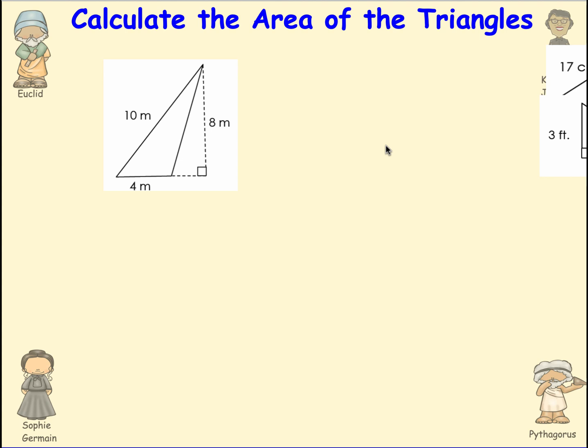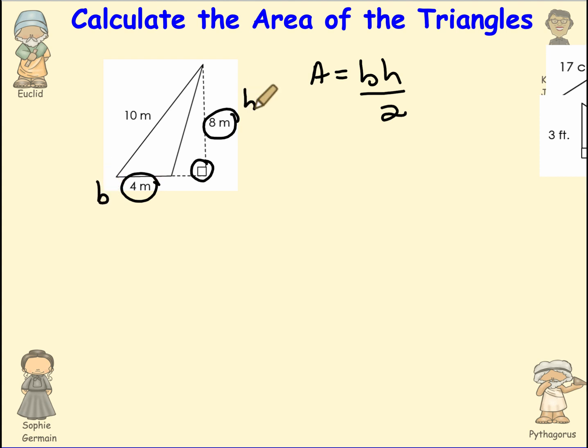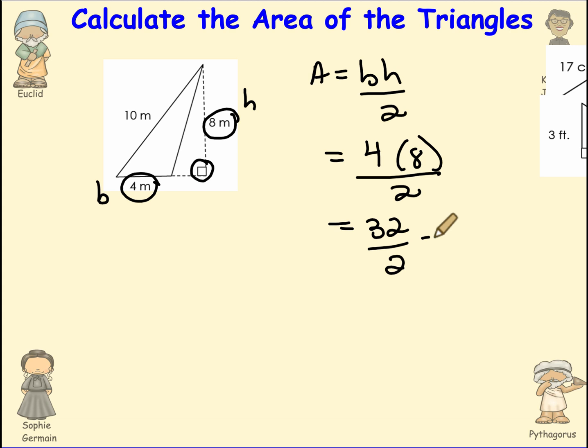Okay, and here we have an obtuse triangle. So my formula is area is base times height divided by 2. Okay, and here is my right angle, and these are the two things that are connected by the right angle. So one of them is my base and one is my height. And in this case, this has to be my base and this has to be my height because it is not actually part of the triangle. So my base is 4, my height is 8. 4 times 8 is 32. 32 divided by 2 is 16, and my units are meters squared.